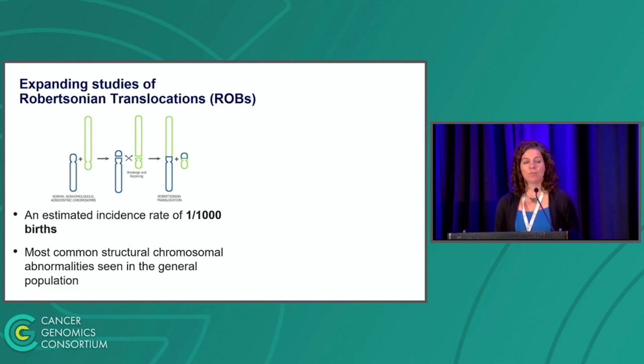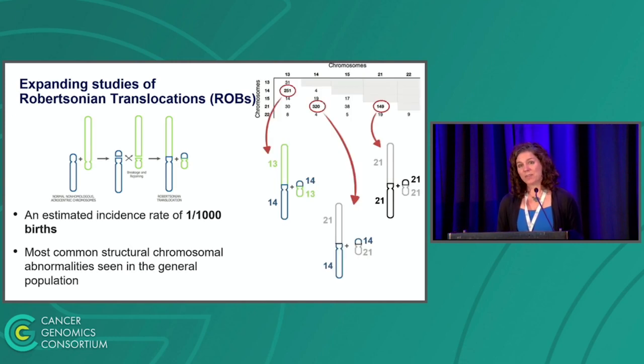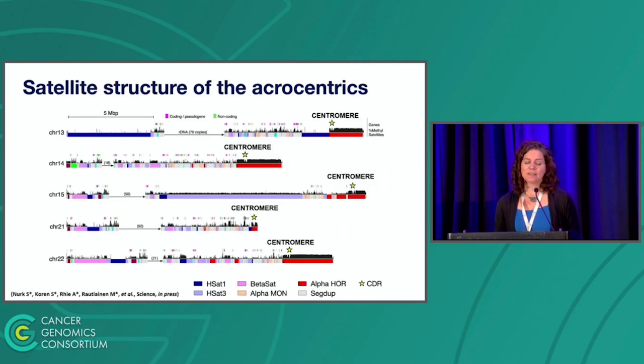One example would be Robertsonian translocations, where we know that there's a pretty high incidence of 1 in 1,000 births, and it's one of the most common structural variations that we know exist in the human population. But we also know that these events don't always happen on an even playing field across all of the acrocentrics, and we typically see them more commonly between 13, 14, and 21. So now we can go back to these acrocentric maps.